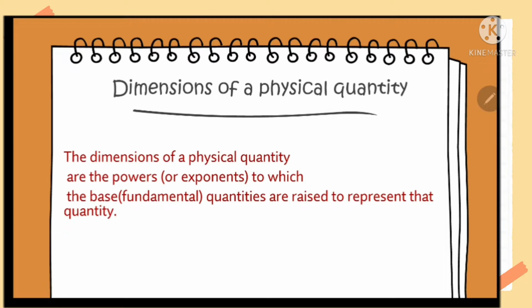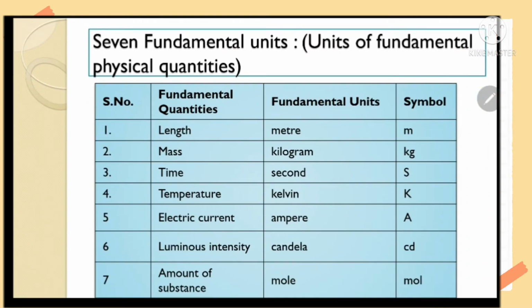In the previous chapters we have discussed that physical quantities are classified into two, that is fundamental and derived physical quantities. So, the dimensions of a physical quantity are the powers or exponents to which the base quantities are raised to represent the given physical quantity. You will understand more when we take a few examples.